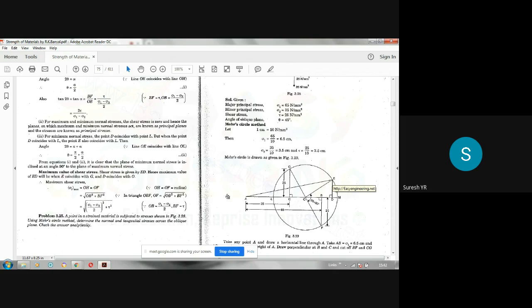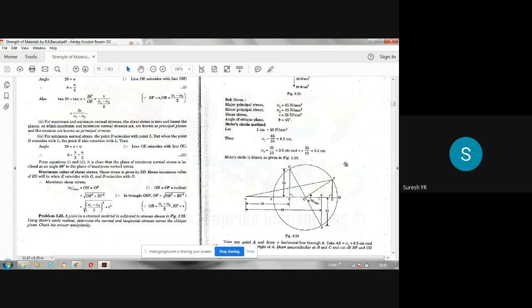Okay. Then join this AE. Join this AE and draw an ordinate at E. That is ED. ED is the ordinate. AE is the hypotenuse. Now once you get that triangle, in this triangle ADE, this AD represents the normal stress, DE represents the shear stress on the oblique plane. On the oblique plane, and this AE represents the resultant stress.